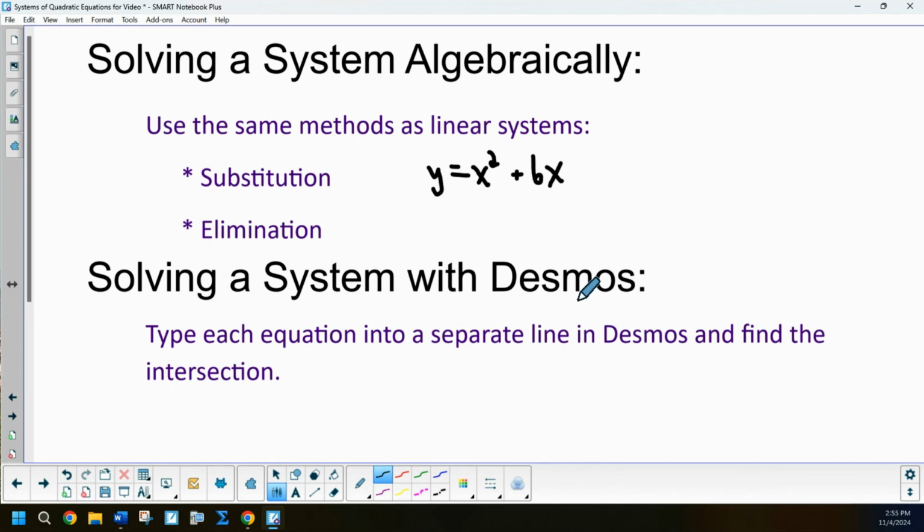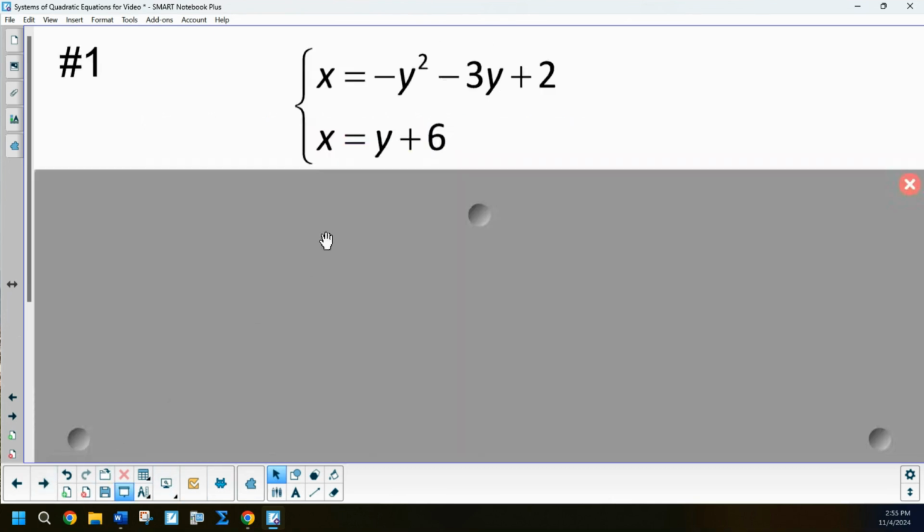When you solve a system of equations with Desmos, you're basically just going to type each equation into a separate line on Desmos and then look for the intersection point on Desmos. And it might require you to zoom in or zoom out a little bit, but that's all there is to it when you use Desmos. So we're going to practice 4 problems algebraically first, and then I'll show you how to solve them all on Desmos as well.